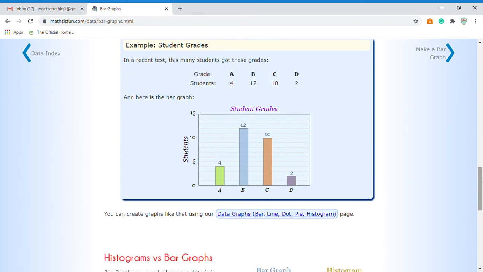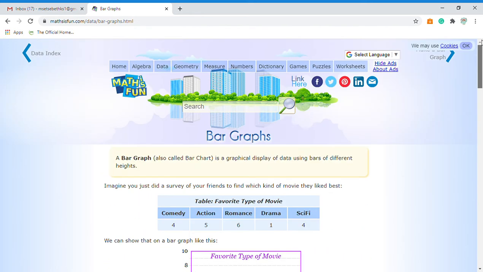Here is another example. These are the grades that children got. I'm not going to go through this one in such detail with you again because we have already done this now. It just shows what grades the students got, and it is shown on a bar graph. So please go look at these examples carefully. That is basically all you need to know about bar graphs.